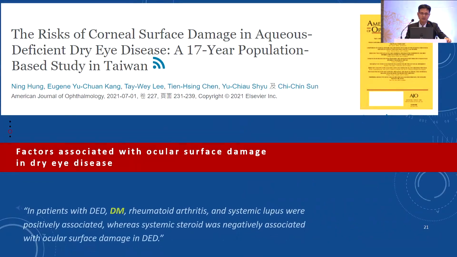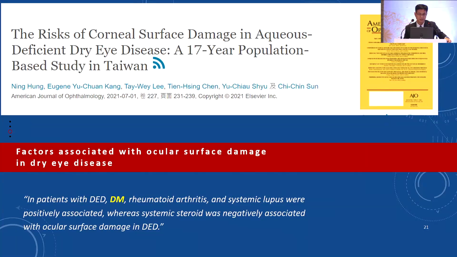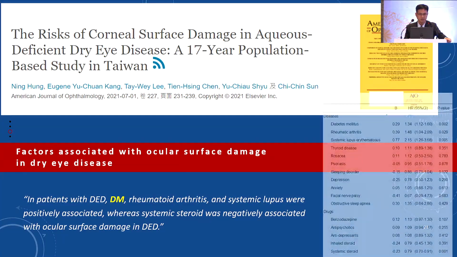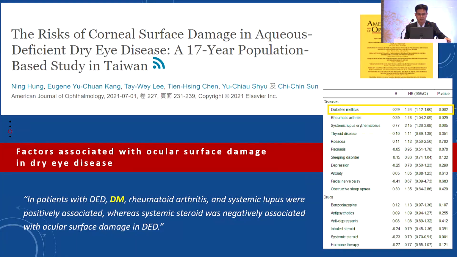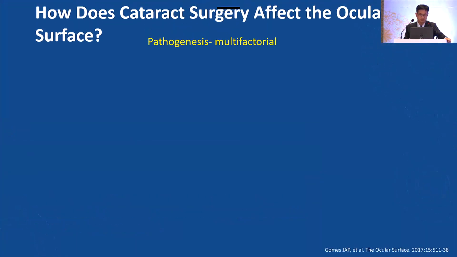We also, 3 years ago, published in the American Journal of Ophthalmology to identify risk factors for ocular surface damage in aqueous deficiency dry eye disease. Why is it important? Patients who are dry and at risk for corneal surface disease are at the highest risk for developing dry eye after cataract surgery. In our study, we found that diabetes, rheumatoid arthritis, and systemic lupus erythematosus were positively associated, while systemic steroid was negatively associated, with ocular surface damage in dry eye disease. This is why we found diabetes and some autoimmune diseases.